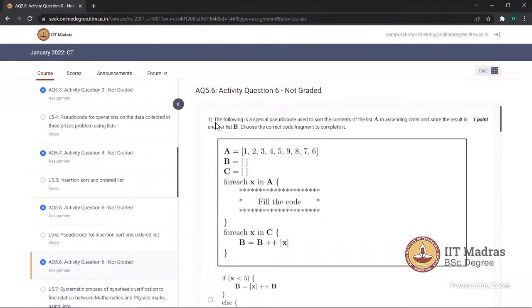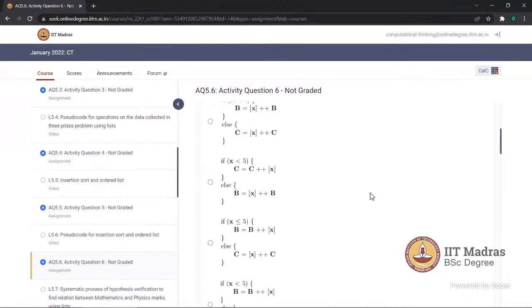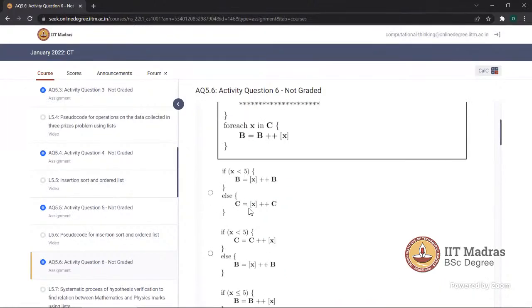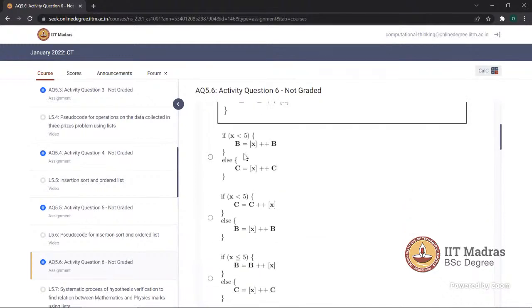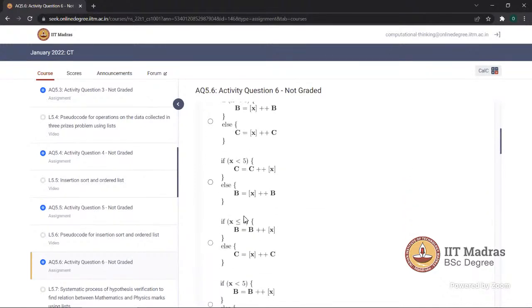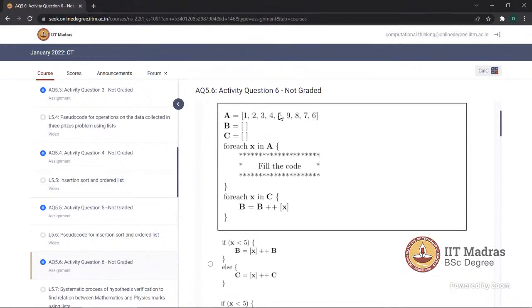Okay, fine. What we're doing: the following is a special pseudocode used to sort the contents of a list A in ascending order and store the result in another list B. Choose the correct code fragment to complete it. If you observe all the options, it is assumed that till 5 it is sorted. We say X is less than 5. From where did that 5 come? Because till 5 it is already sorted, in ascending order. So till 5 we don't have to do anything whatsoever.